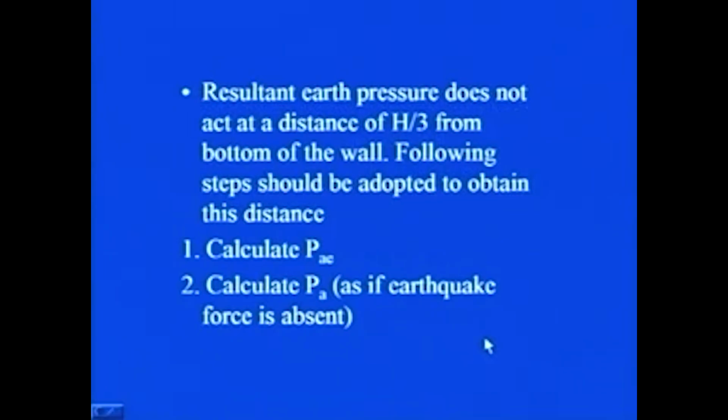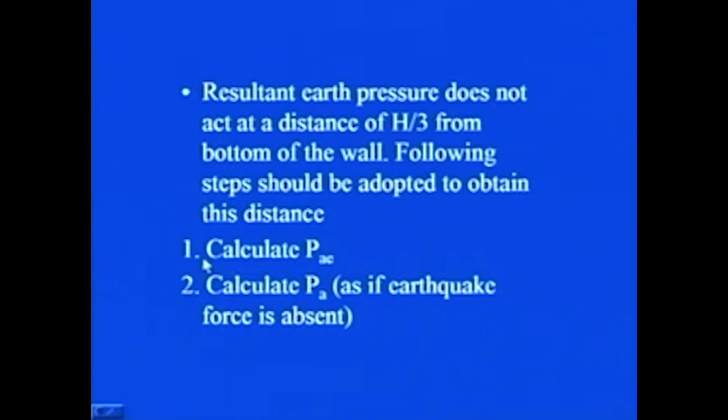Now how can we get the total active force per unit length of the wall when the earthquake is present, or when we are carrying out the analysis for earthquake condition? In this case, the resultant earth pressure does not act at a distance of h/3 from the bottom of the wall, which was the case earlier. So we have to follow a few steps to obtain the resultant earth force and its line of action. Now what are those steps? Let us see one by one.